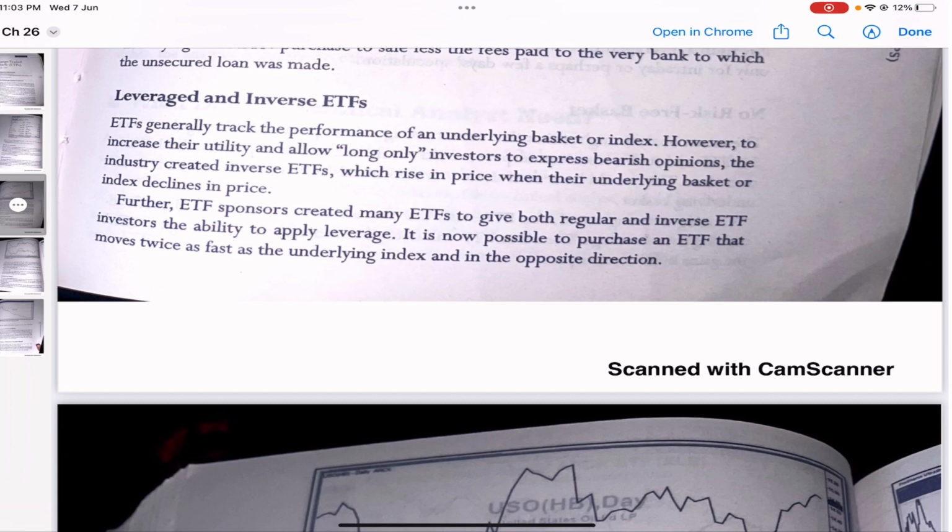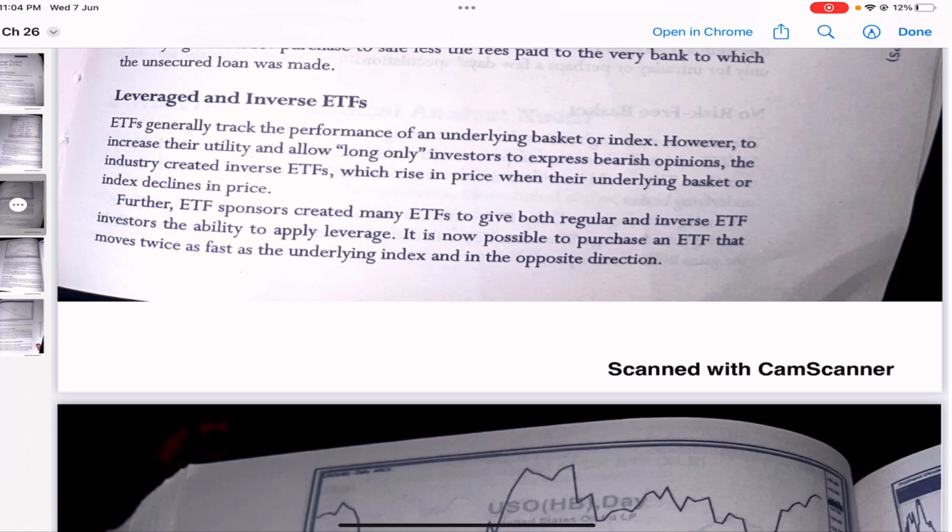Alright, now let's discuss what are leveraged and inverse ETFs. ETFs generally track the performance of an underlying basket or index. However, to increase their utility and allow long only investors to express bearish opinions, the industry created the inverse ETF. So when do I buy a stock? I buy a stock if I think that the price will go up, right? Now, if I think that the price of the stock will go down, what do I do? I short sell it, right? The same way, if you think the price of an ETF will go up, you are going to buy it.